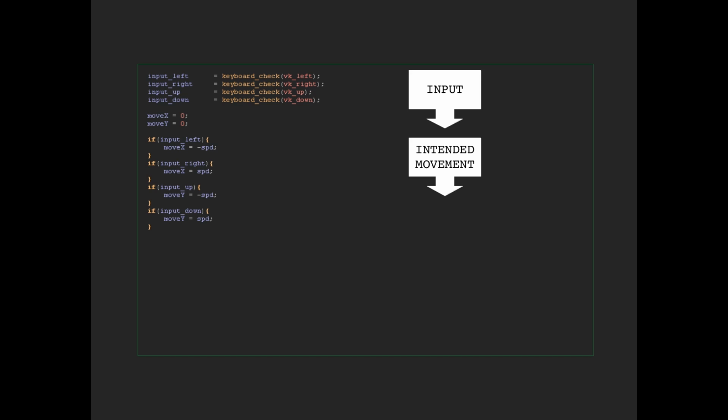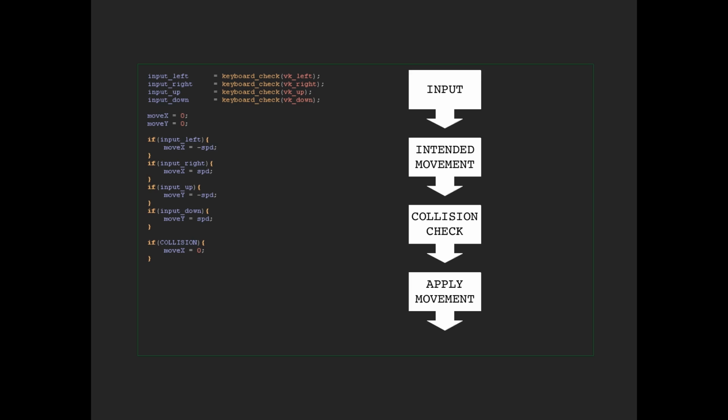So next is our collision check. So remember, we're checking here not if we're currently colliding, but if we're about to collide. If there is a collision, then we're going to set our intended movement back to 0, because if we're going to collide, we don't want to move there, so we're going to prevent the movement in the first place. But if we pass the collision check and we're not going to collide, then we go ahead and we apply the movement to X. So if there's no input, or if we fail the collision check, then moveX and moveY are going to be equal to 0, and we won't be moving anywhere.